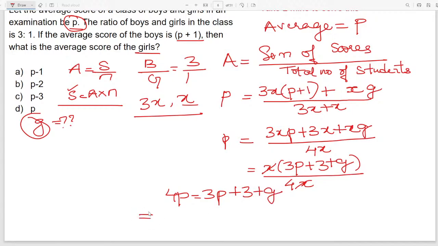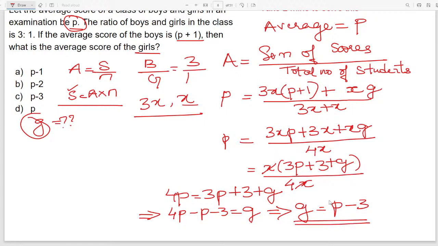This implies 4p minus p minus 3 is equal to g. This implies g is equal to p minus 3. The average score of the girls is equal to p minus 3. The correct answer is option C.